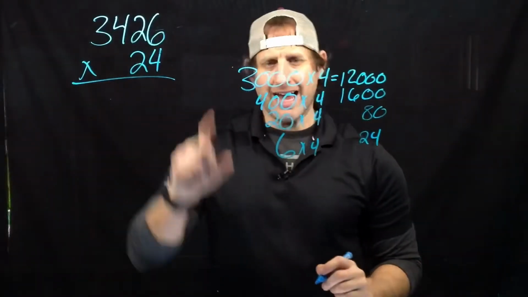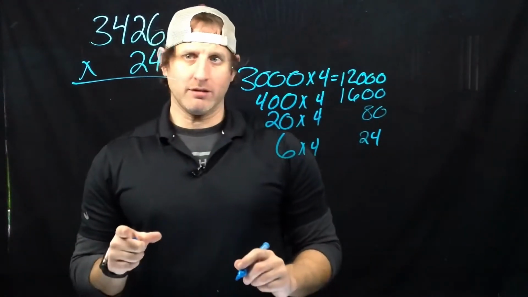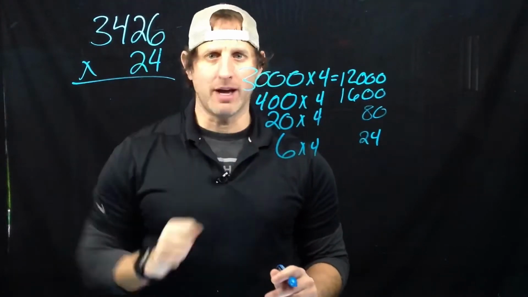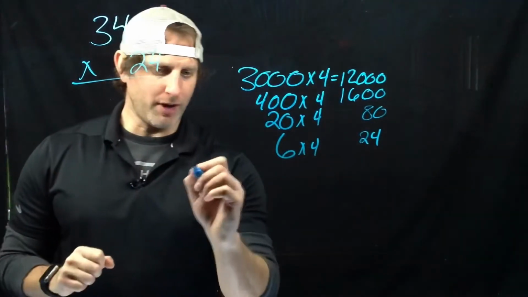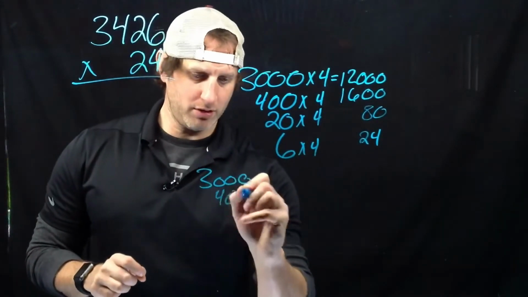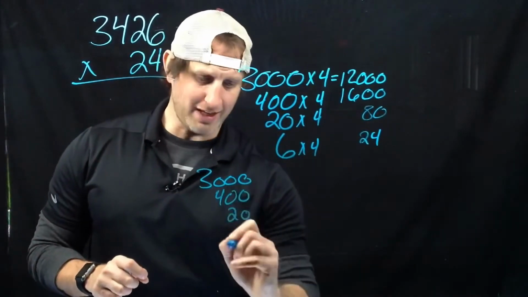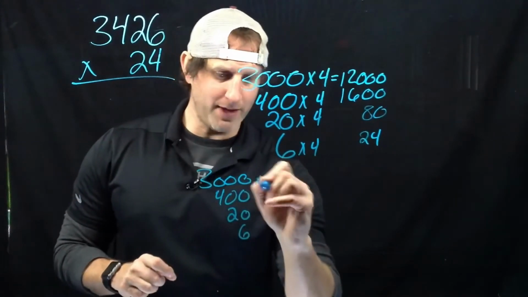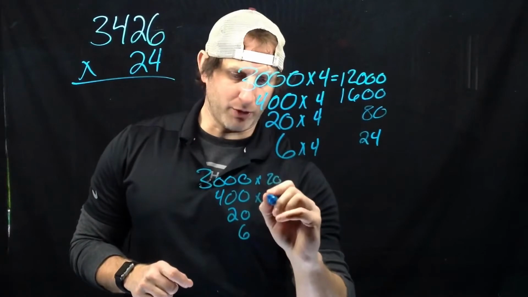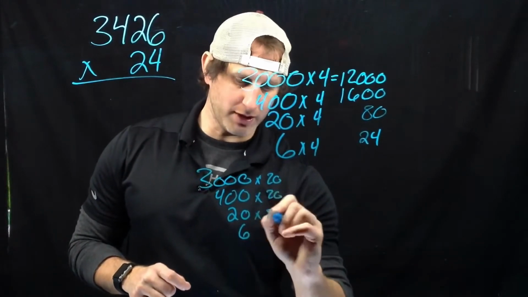Okay, now let's do the exact same thing, but instead of multiplying it by 4, we're going to multiply it by 20. So we're going to write out 3,000, we're going to write out 400, we're going to write out 20, and we're going to write out 6. But this time, instead of multiplying it by 4, we're going to multiply it by the group of 10s that we have, which is 20.